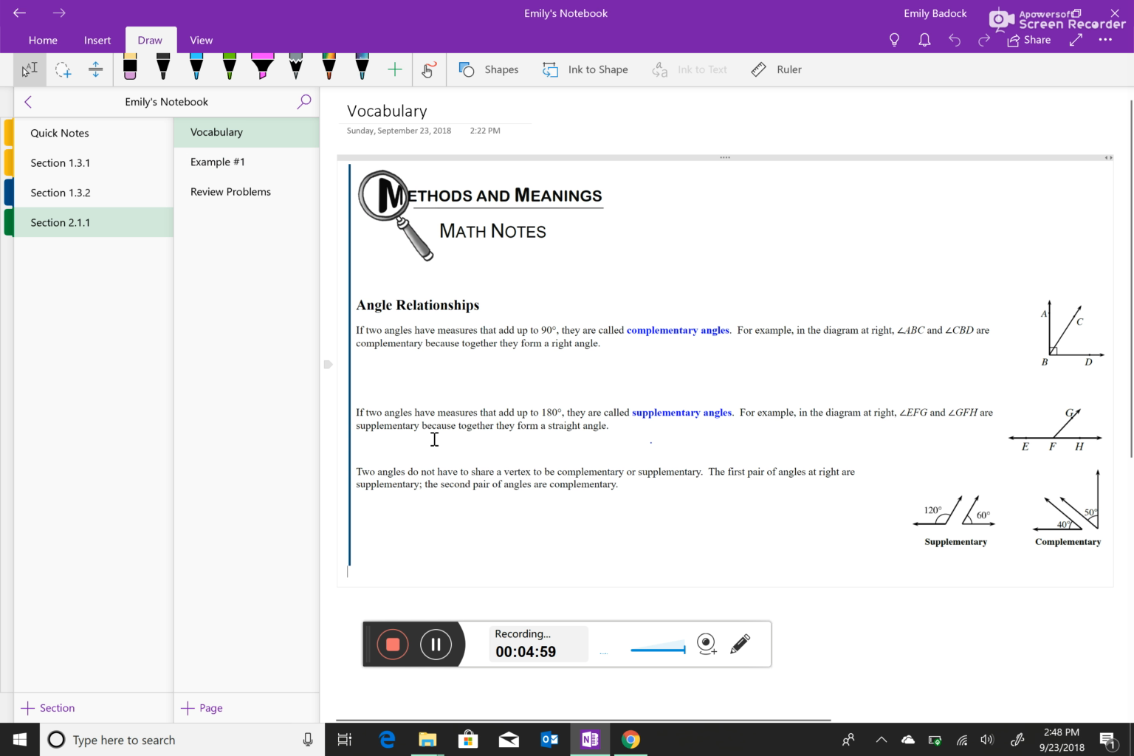When I was in high school, I really struggled with remembering which one was which. So I came up with this idea that 90 comes before 180, and C comes before S in the alphabet.